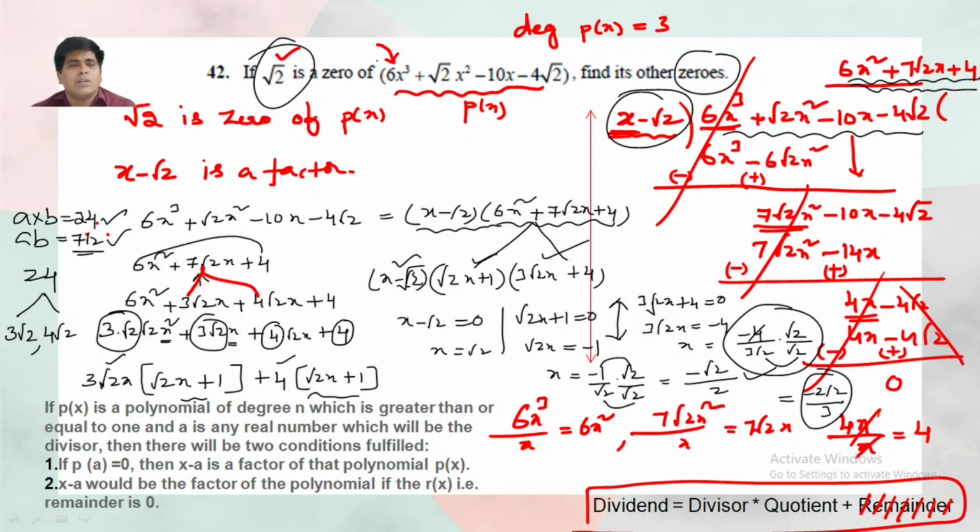First of all, I will give the idea of how to solve this problem. When root 2 is a zero, x minus root 2 is a factor of this cubic polynomial. So when we divide by x minus root 2, we will get a quotient in terms of a quadratic polynomial. If you factorize the quadratic polynomial, you will get 2 more factors. Those factors you have to convert into zeros. So that is the question about this one. Try it.